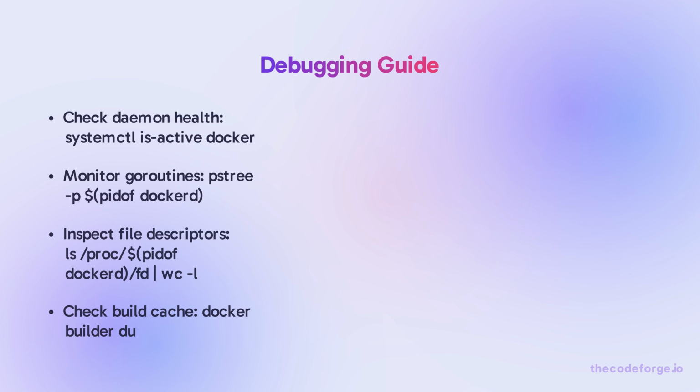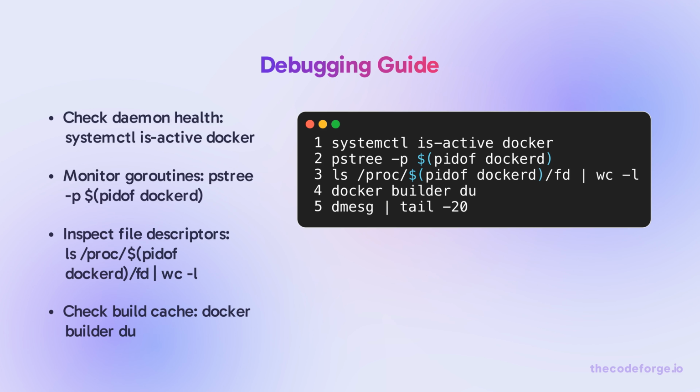To diagnose daemon issues, start by checking if the daemon is active. Use pstree to see the process tree and count file descriptors. Check build cache disk usage with docker builder du. Finally, check kernel logs with dmesg for cgroup or namespace errors.